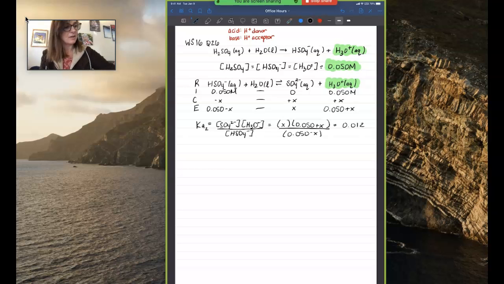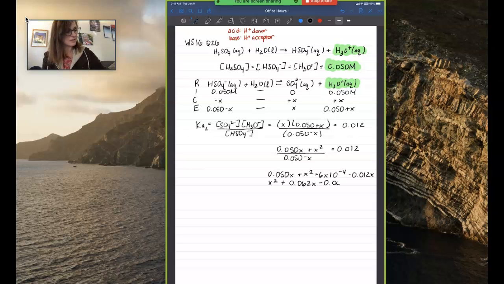I'm going to simplify and try to get us into the ax squared plus bx plus c is equal to 0 quadratic formula. So I got 0.050x plus x squared over 0.050 minus x is equal to 0.012. And then to continue on to simplify, 0.050x plus x squared is equal to 6 times 10 to the negative 4th minus 0.012x. And then x squared plus 0.062x minus 0.0006 is equal to 0.